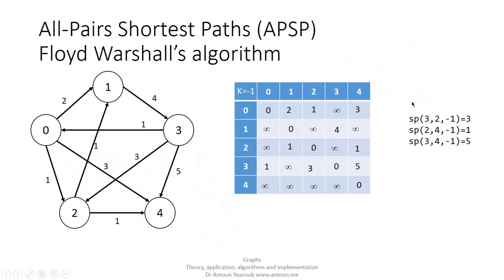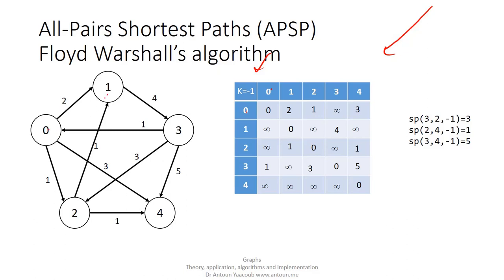So I will have here an example. This is our network, and we have here the adjacency matrix, adjacency i j. At first, at k minus 1, it means I'm not considering anything. I'm just placing the values as I'm seeing them on the graph. The distance between 0 and 0, obviously, is 0.